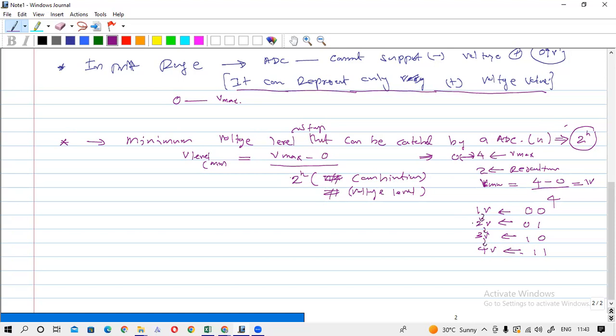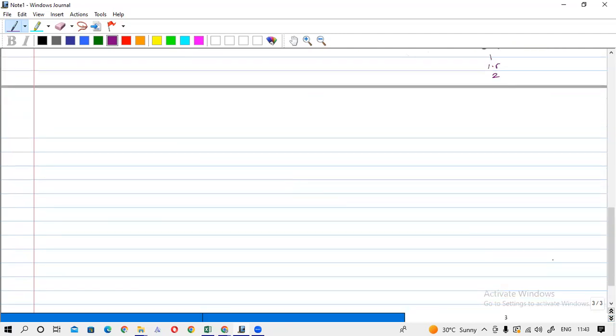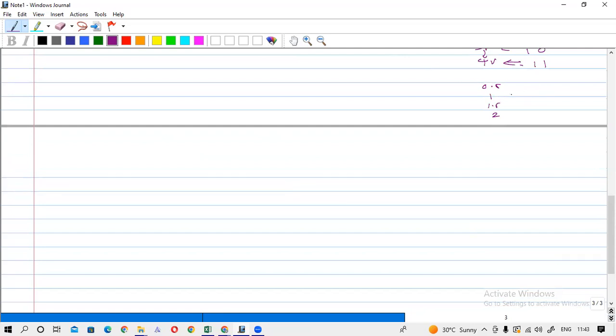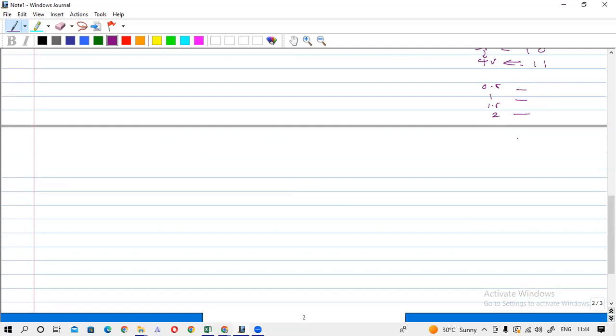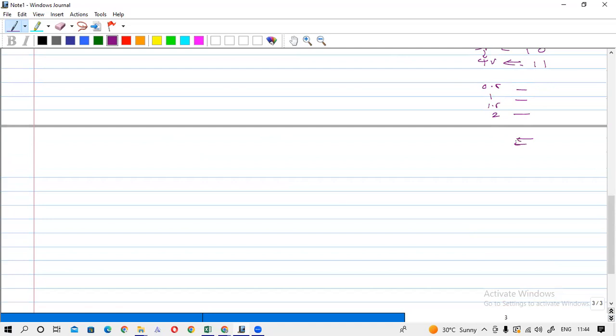Okay, one voltage step to the other level. So if you increase the resolution, let's say that your resolution is 3, then this is 8. The combination is 8. Then the minimum voltage value will be 0.5. At that time, you can represent 0.5, 1 volt, 1.5 volt, 2 volt, 2.5 volt, 3 volt, 3.5 volt, 4 volt, and so on. You can represent 8 voltage levels. So that is the resolution.